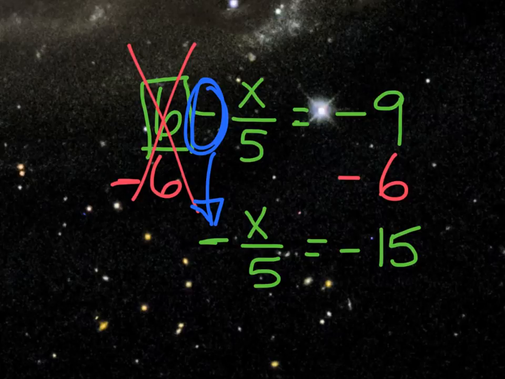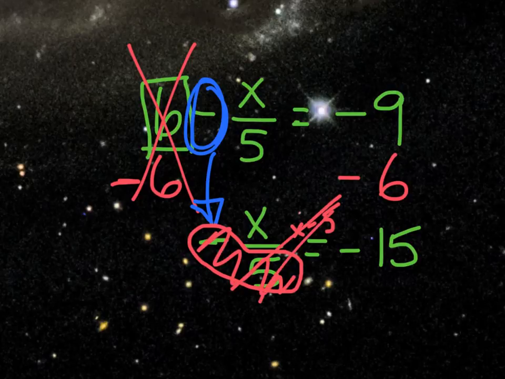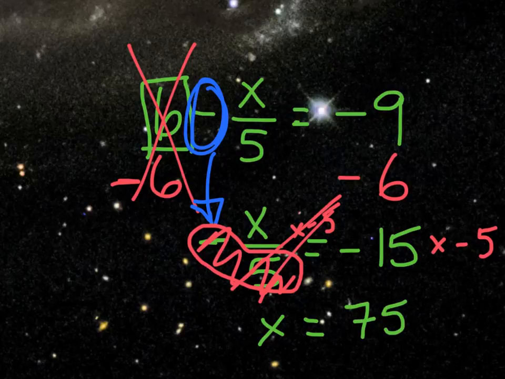Okay, now we need to get rid of this. Oh, actually, this is a -5, isn't it? Right down here. That's a -5. So we're in fact going to be multiplying by -5 to get rid of that. That would all disappear. Same thing to this side. So if we work that out, we'll get x equals -15 times -5, which I believe is positive 75.